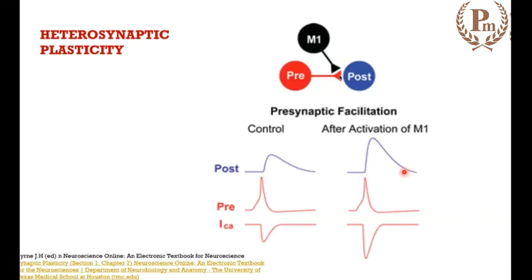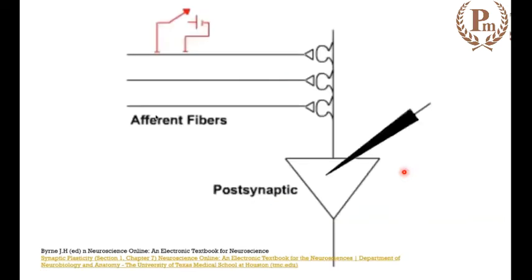So what we have studied till now is homosynaptic plasticity. In homosynaptic plasticity, we can have synaptic depression or we can have synaptic facilitation. Then we went to heterosynaptic plasticity, where we can have presynaptic inhibition or presynaptic facilitation.